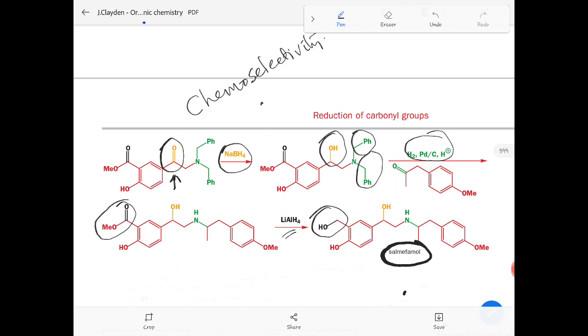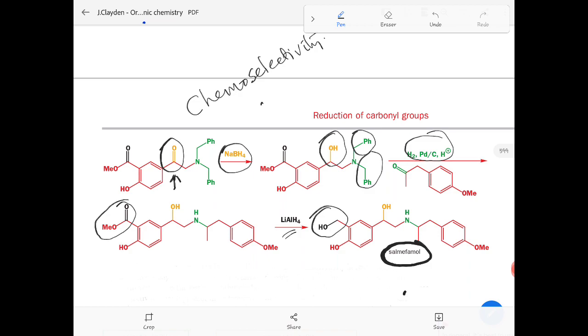It could be an aldehyde, a ketone, an ester, or a carboxylic acid. But sometimes you may need to convert only the ketone to alcohol, not the carboxylic acid, not the amide, not the ester, and so on. So chemoselectivity is very important. In an organic reaction, there are three terms that matter: chemoselectivity, regioselectivity, and stereoselectivity.